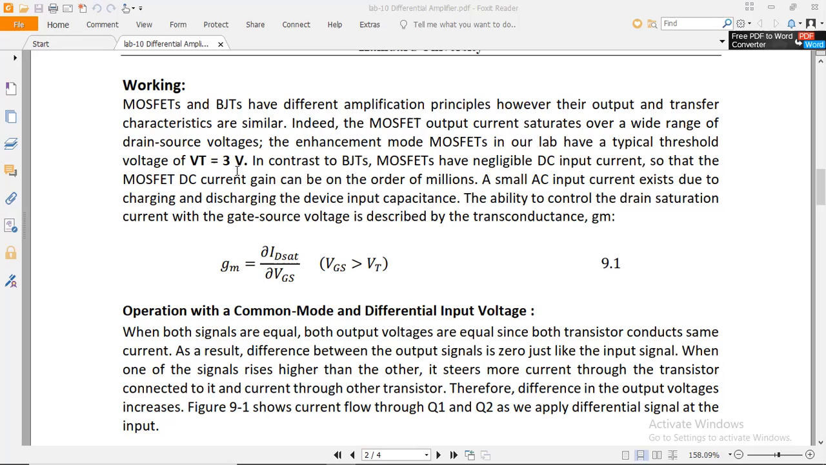What is the meaning of threshold voltage? Can anyone tell me? Threshold voltage is the voltage after which the MOSFET can start working or conducting.